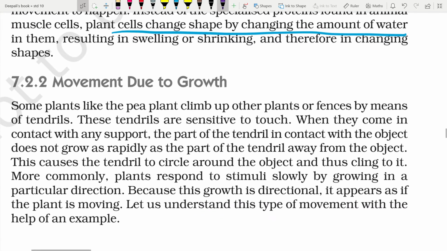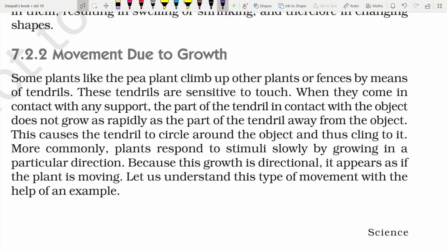Now, let us see movement due to growth. Some plants like the pea plant climb up other plants or a fence by means of tendrils. We know they are called climbers. Now, these tendrils are sensitive to touch. How? When they come in contact with any support, the part of the tendril in contact with the object does not grow as rapidly as the part of the tendril away from the object.